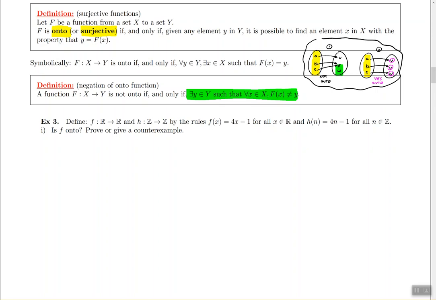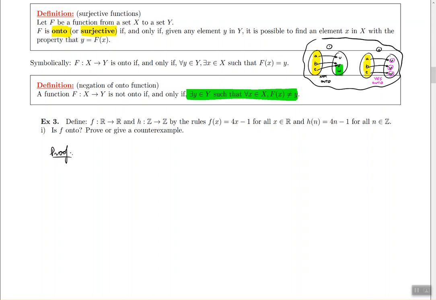Okay, in example 3, we're being asked to figure out whether the function f and the function h are onto or not. Are they surjective or not? So how do we investigate? So what is going to be the proof? First of all, you gotta decide one way or another.